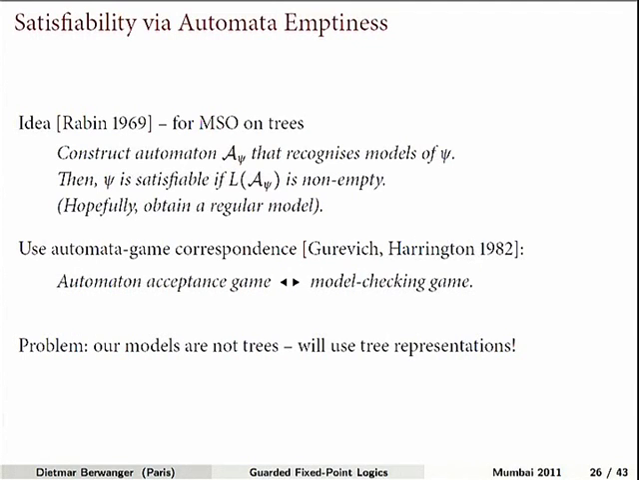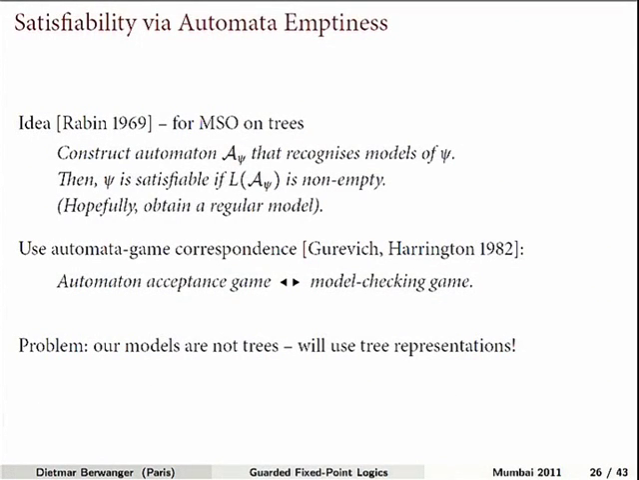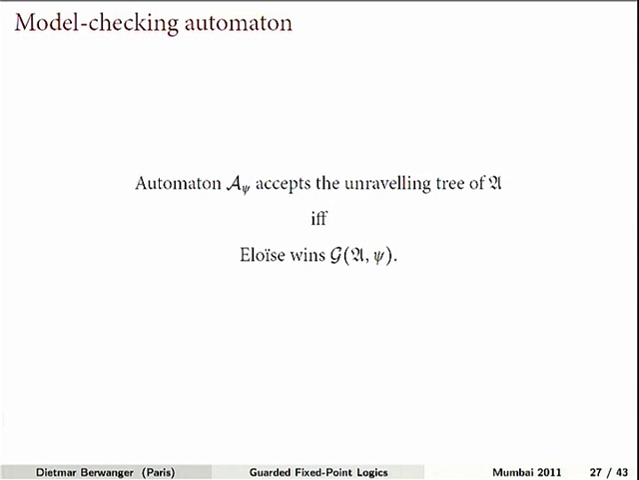Okay, now we are very close to doing something like this because we have a model checking game already. So the idea will be to construct an automaton that accepts if the verifier wins the model checking game. And the only problem that is left is that we are talking about arbitrary relational structures and not about trees. And this we will delay a bit. So at the moment we focus on this. We want to build an automaton that accepts a tree that represents the structure that we have in mind well enough. So we start with the unraveling tree, if and only if the verifier wins the model checking game for the structure and the formula.